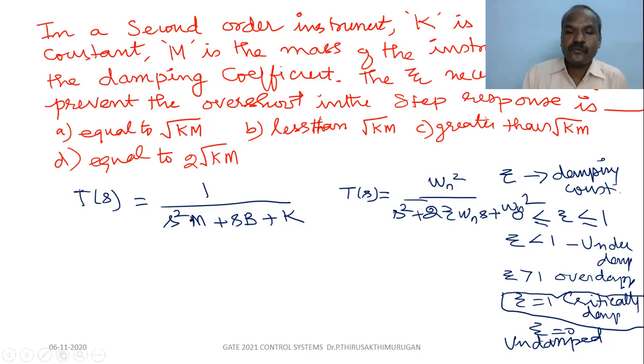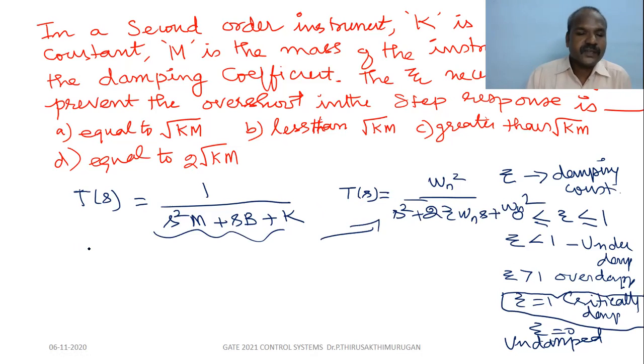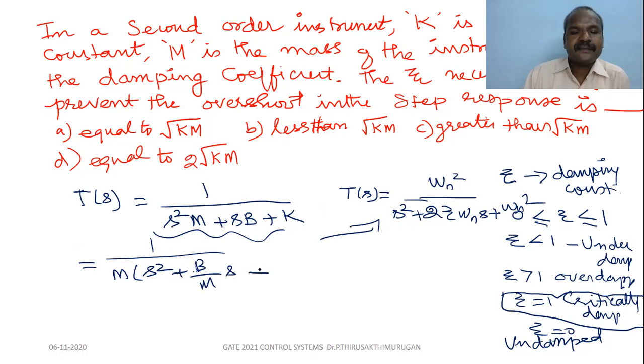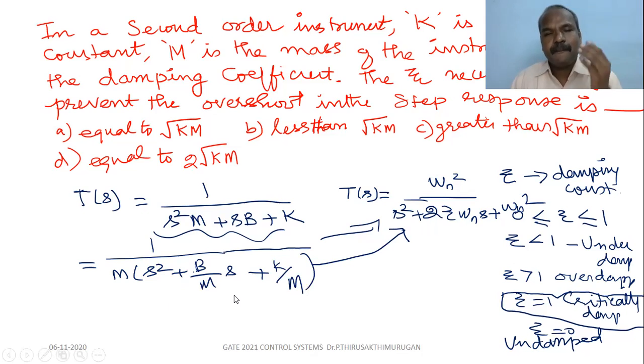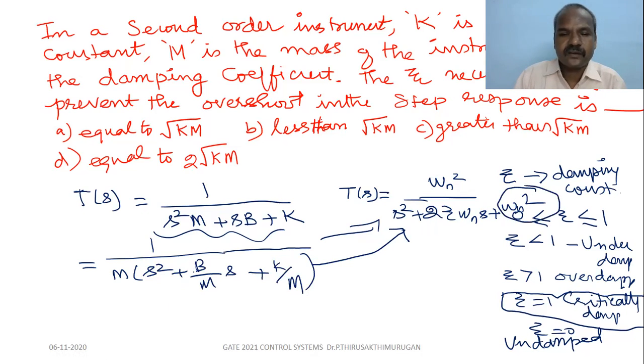So we bring this denominator to this form. The s square coefficient is 1. How to remove this? Take m outside: 1 divided by m times s square plus b by m s plus k by m. Last class I also explained we should compare this form with the standard closed loop second order transfer function. First always compare the constant term. What is the constant term? Omega n square.